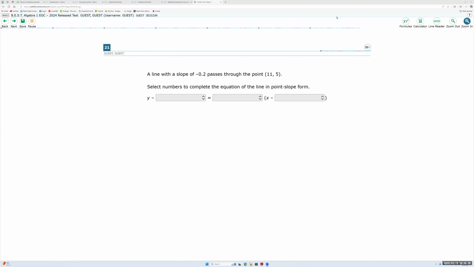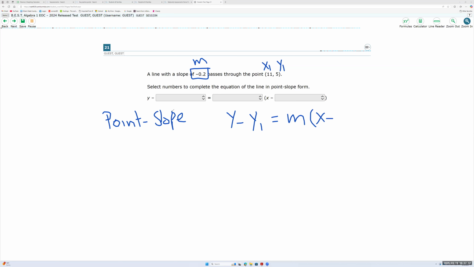So what we have is question 21. The slope formula is point slope: y minus y1, where y1 is 5, and 11 is x1, by the way, is equal to the slope m times x minus x1.